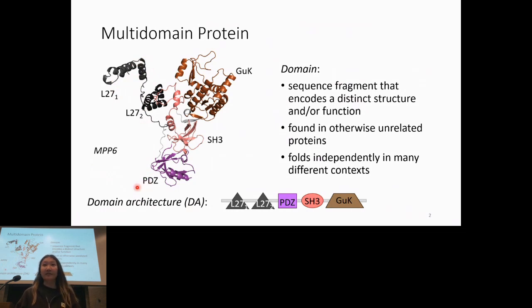And the domain architecture of a multi-domain protein is just the sequence of domains in this protein from N to C terminal order. So for example, the domain architecture of the MPP6 protein is L27, L27, PDZ, SH3, and then GUK.